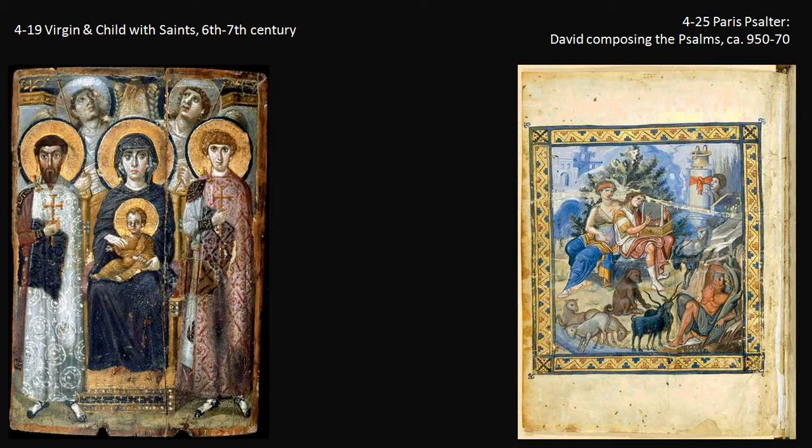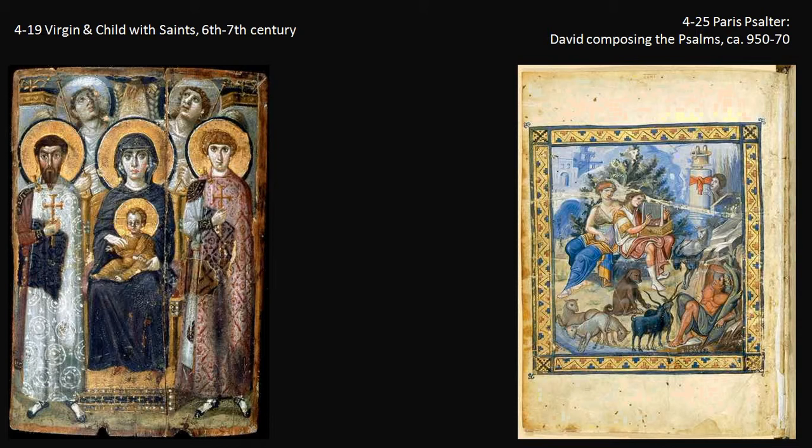A Psalter is the Book of Psalms. Most Christian books in the Middle Ages are not the complete Bible. It's rare to have the complete Bible like you're used to seeing today. Instead, you would have one book, some books. Sometimes you just have the four Gospels, Matthew, Mark, Luke, and John. Sometimes just the Book of Psalms, which is what this one is. It's called the Paris Psalter because it's housed in Paris at the Bibliothèque Nationale.